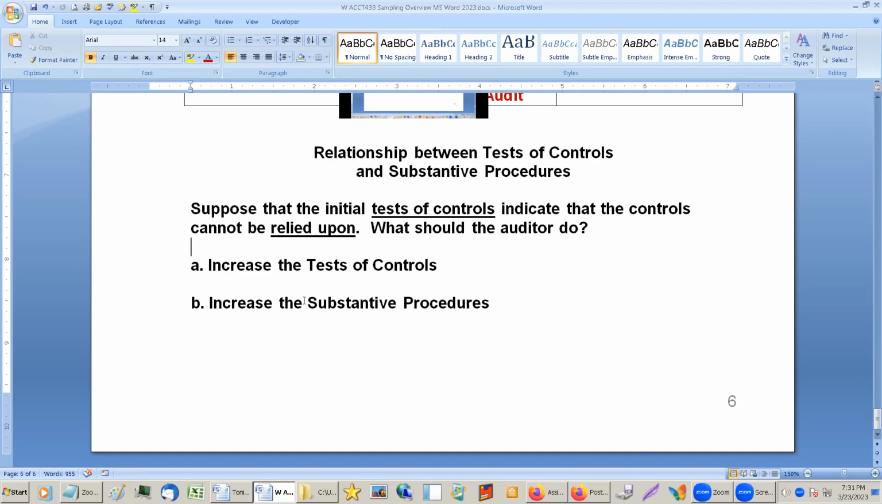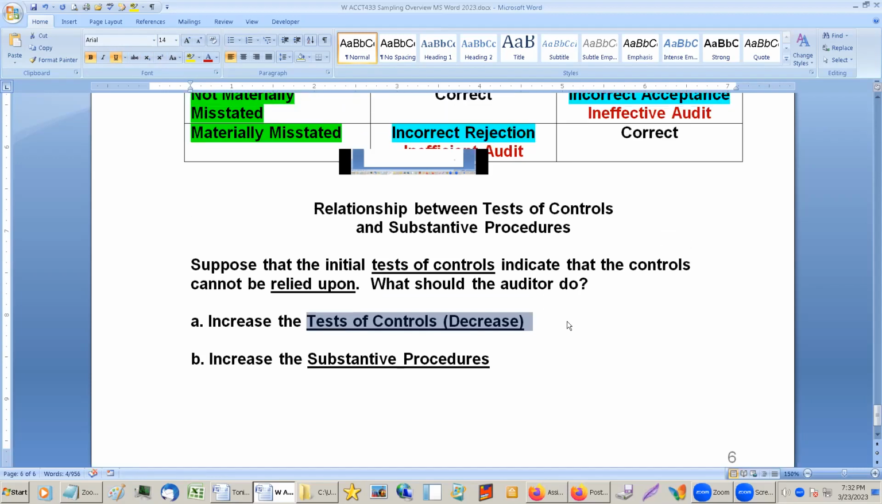Increase the substantive procedures. Yes, exactly. That's exactly it. There's no reason to keep testing here if you can't rely on it. So what you will do is decrease these. You get through a few of them and you realize you're not going to be able to rely on these.